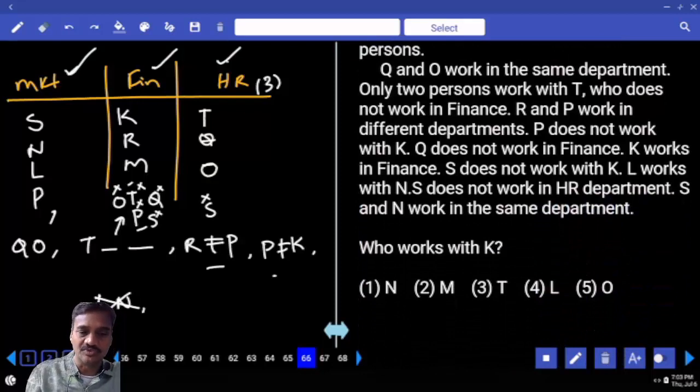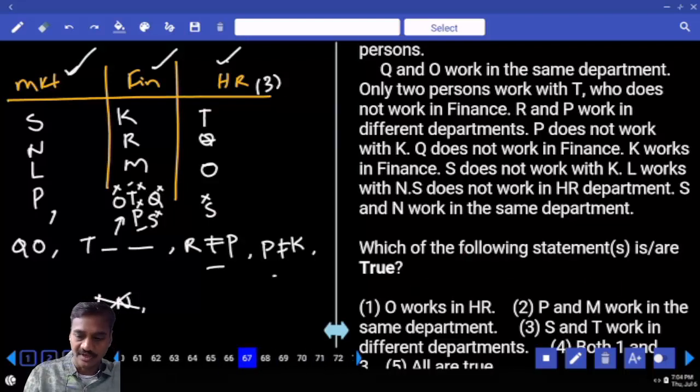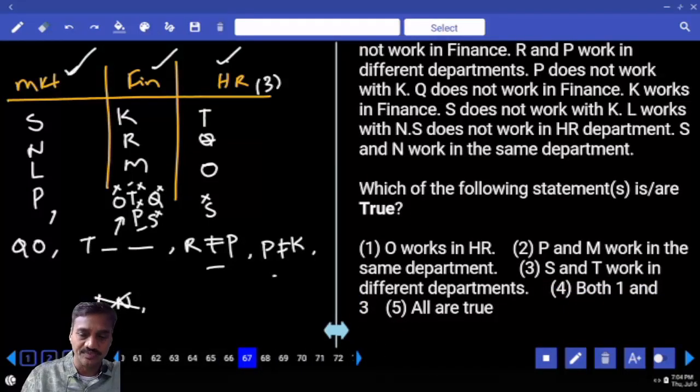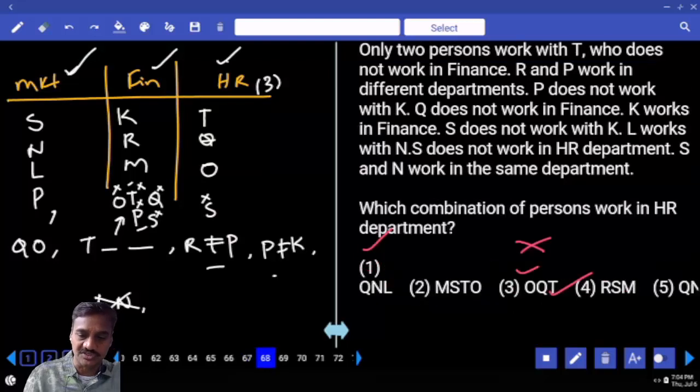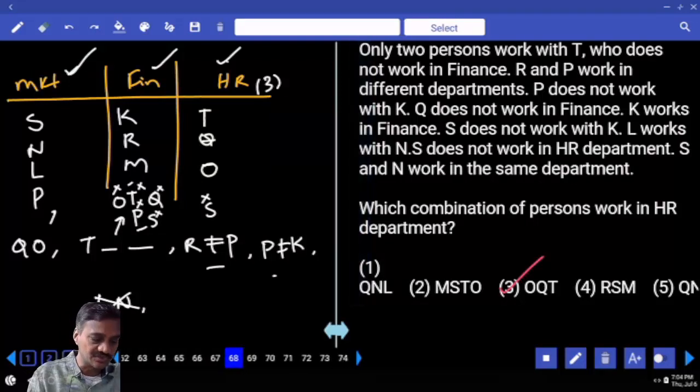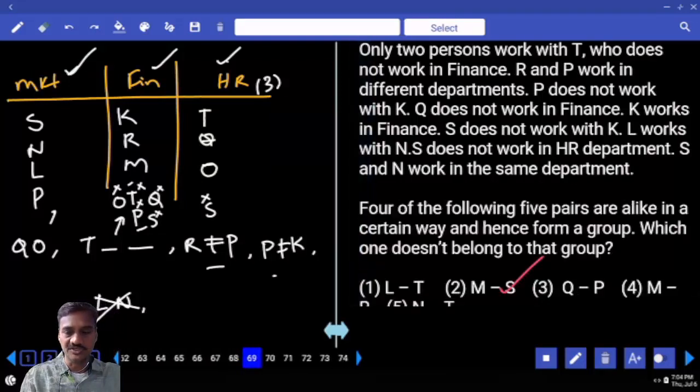Now tell me who is working with K, R and M. M, that is choice 2, question 66. And 67, which of the following statements is true? O works in HR, that is definitely true. And S and T work in different departments, that is also true. P and M work in the same department, no, they are working in different ones, so this is false. Hence both 1 and 3, choice 4 for 67. And which combination of persons work in HR? T, Q and O. That is choice 3, question number 68.